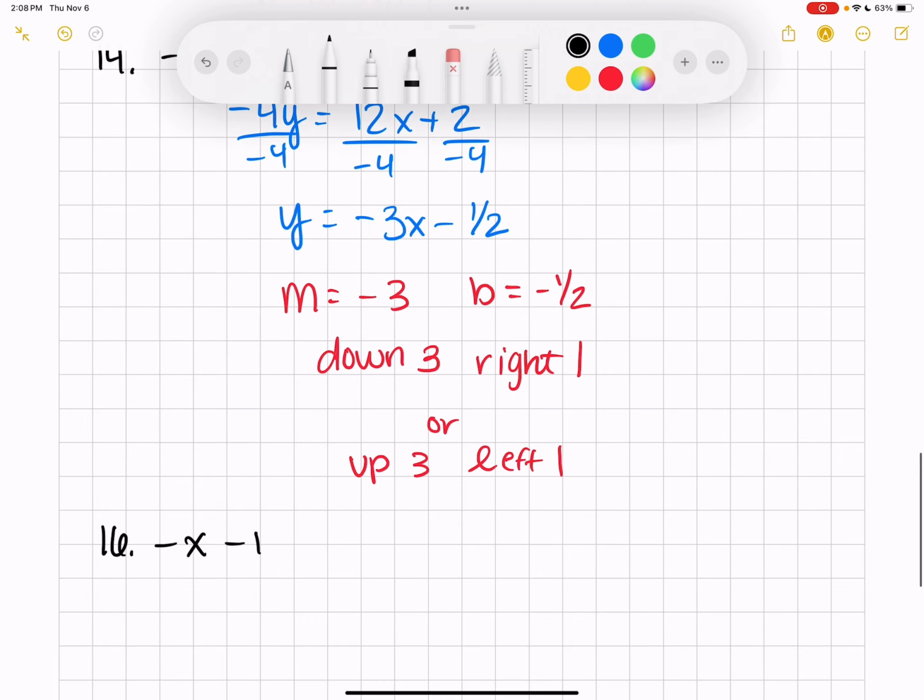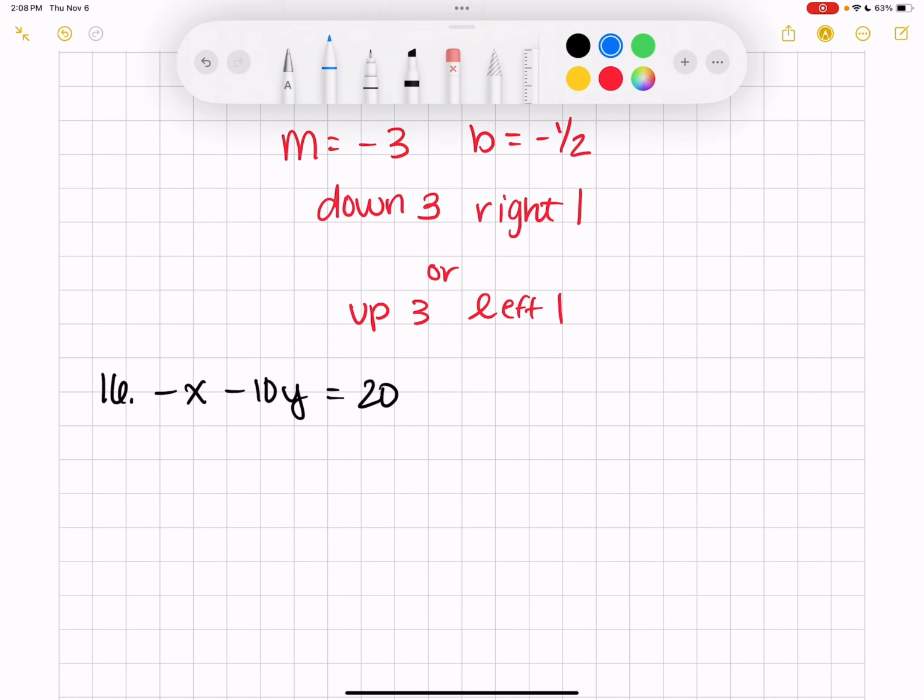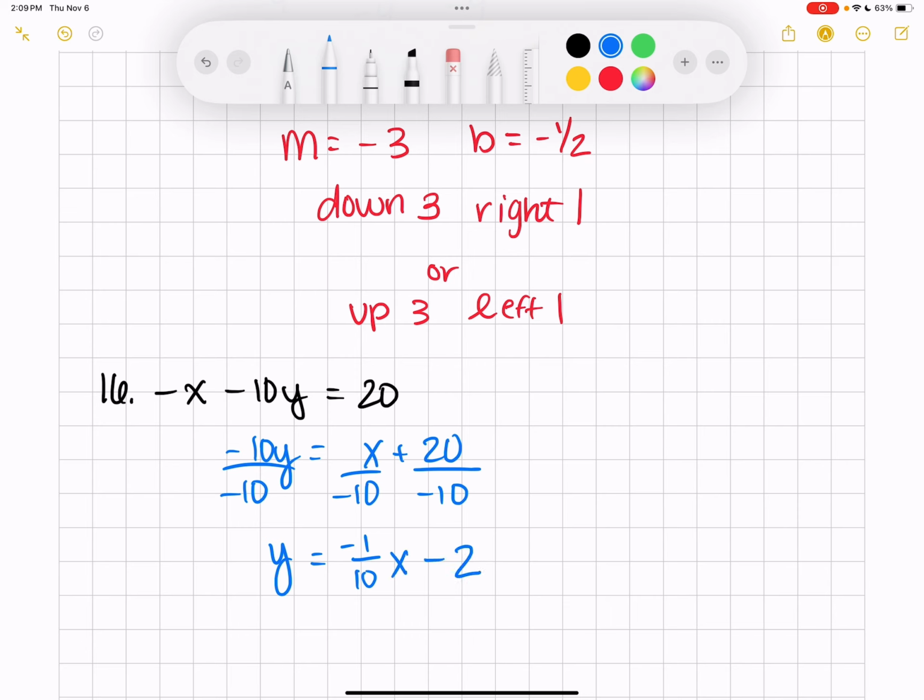Negative x minus 10y equals 20. Plus x, so we get negative 10y equals x plus 20. Now what? So basically, now you're going to divide by negative 10. So that would be negative x over 10 minus 2. It's the same thing as what he said, but I like it written this way better because then you can see the slope. I think if you write the x on top of the 10, you're going to end up getting the slope wrong.